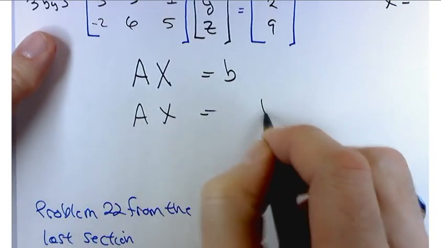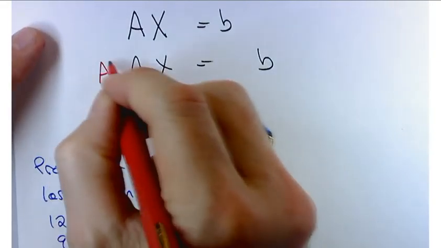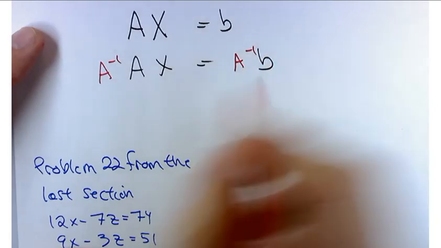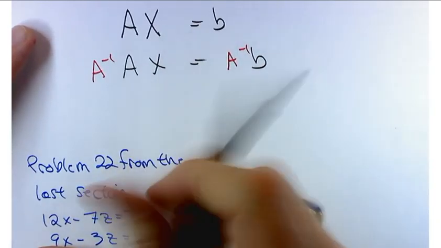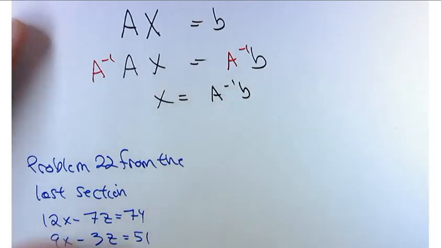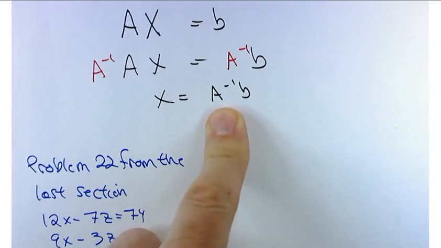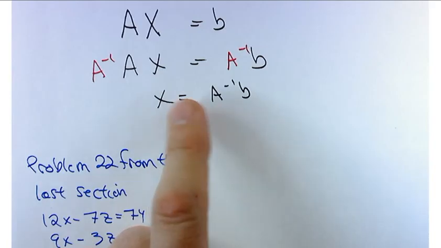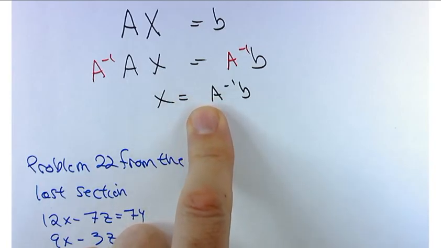So here's what's going to happen. I'm going to multiply both sides by the inverse of A. And these are going to cancel each other out. And what I'm going to get is my solution: X equals A inverse times B. What that means is that if I could get my matrix into my calculator somehow, all I have to calculate is A inverse times B. And I'll let my calculator do the rest of the work here.